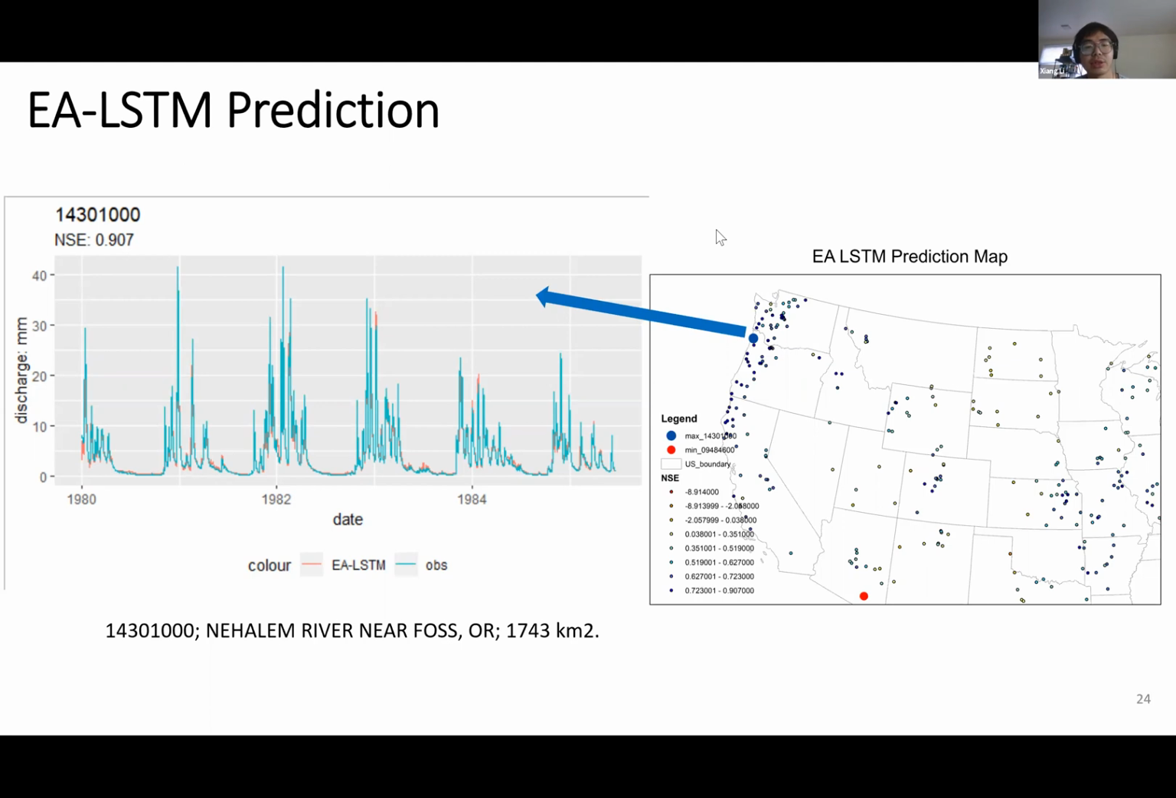And this slide shows how well EA-LSTM could be designed and implemented for streamflow prediction. For one of the gauging stations in Oregon, the watershed is 1,700 square kilometers. I plotted how the EA-LSTM predicts the streamflow, and we could say it's pretty consistent with the observation, which is a very satisfactory result.